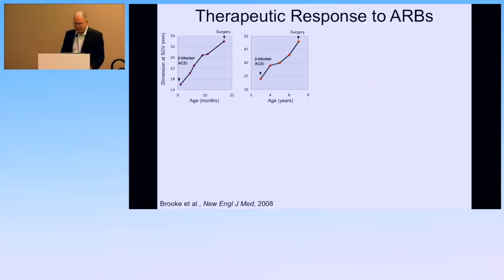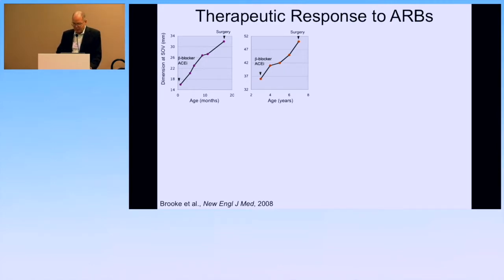So we went on to try angiotensin receptor blockers in a subset of children with the most severe and rapidly progressive presentation of Marfan syndrome. As a group, these children show unrelenting growth of the aortic root despite maximal intervention with beta blockers and/or ACE inhibitors, reaching surgical endpoints or death in early childhood.